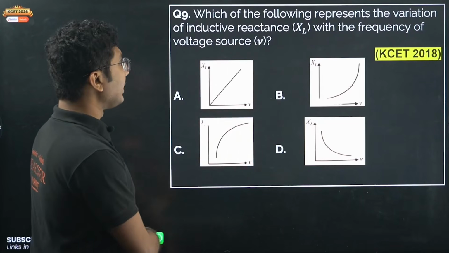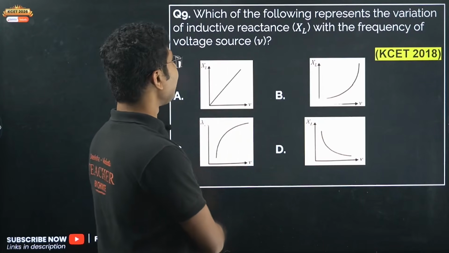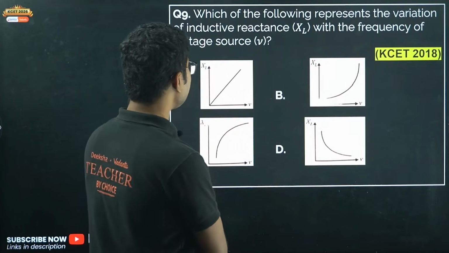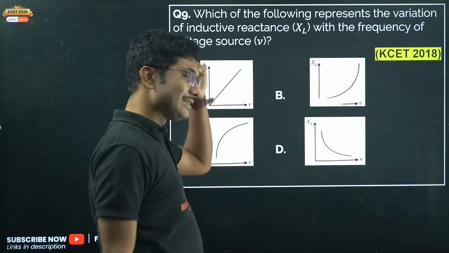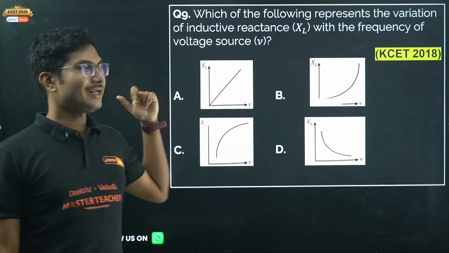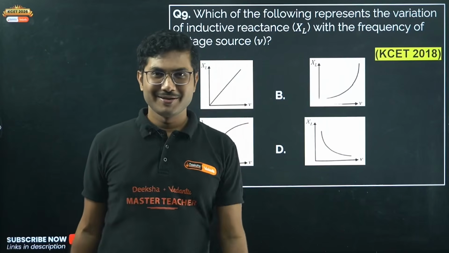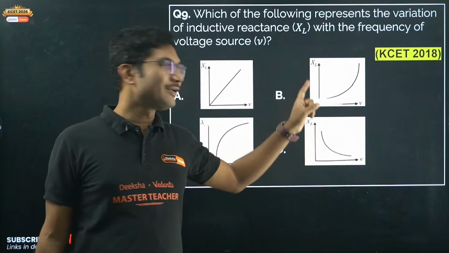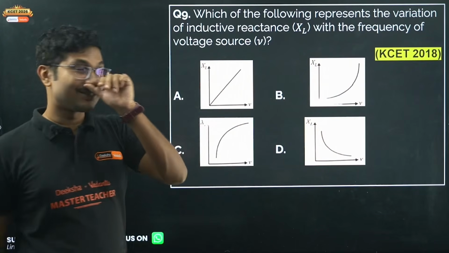Which of the following represents the variation of inductive reactance with the frequency of the voltage source? This is one of the cases where this pattern is not correct. Even in the last 2 cases we found this pattern is correct, but in this case it is not.